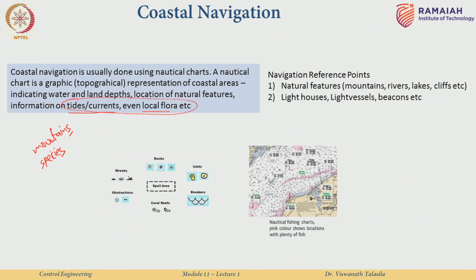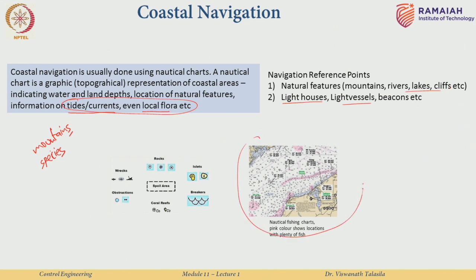So you would use all this information to be able to say that I am at this particular position. At a different position, my tides would be different, the species of animals would be different, I may not have a mountain at all, and so on. Or you could use lighthouses, light vessels, and all these other features.